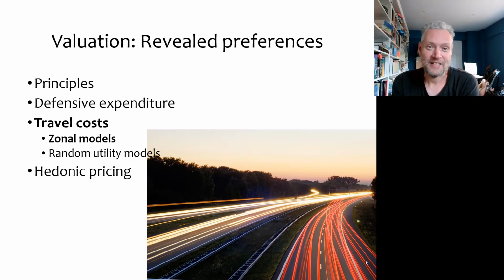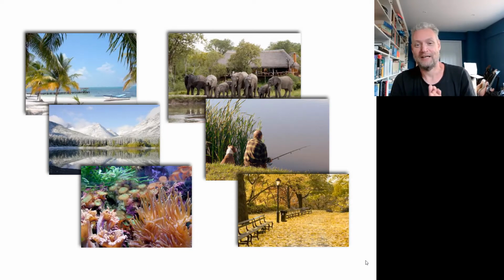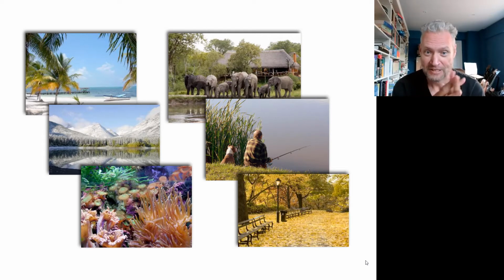So let's look at the travel cost method. As the name suggests, the travel cost method uses people's travel as a way to deduce their valuation of the environment. Good thing about the travel cost method is that people like to travel, or at least they used to, and therefore there's lots of data.